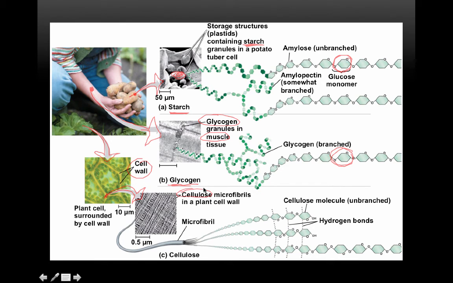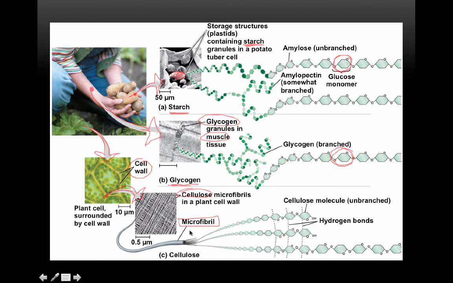Cellulose is a polysaccharide, and it is the major component of plant cell walls. If we zoom in on one of these little fibers here of the plant cell wall material, this is called a microfibril, and this is just cellulose molecules that are bound to other cellulose molecules with hydrogen bonds.